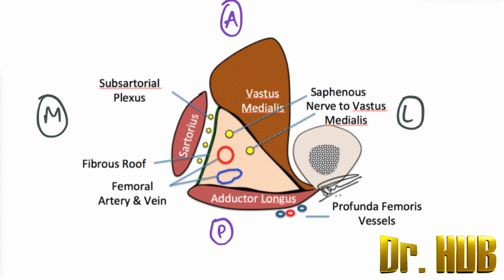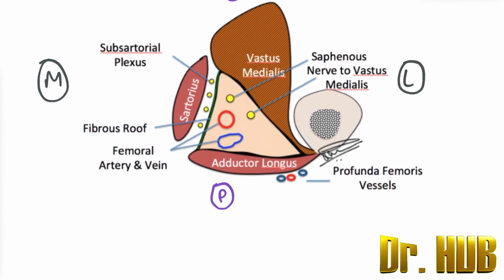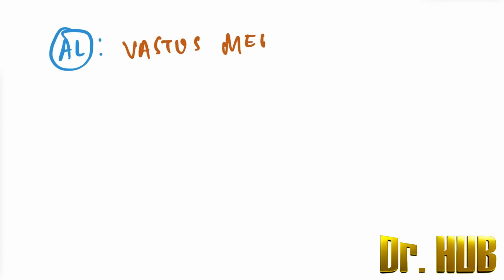Now let's look at the boundaries in detail. So this is the image that we need to know. Now looking at the boundaries, there is the anterolateral, as we discussed above. So the anterolateral wall contains the vastus medialis.